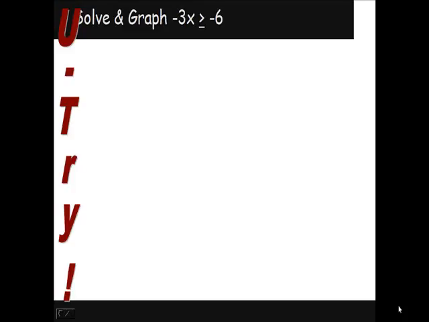Try this one. Solve and graph -3x is greater than or equal to -6. Go ahead and pause the video and give that a shot. Okay, here again we're dividing by a negative number, so we're going to have to reverse the inequality symbol. -6 divided by -3 is +2. That gives us x is less than or equal to 2.